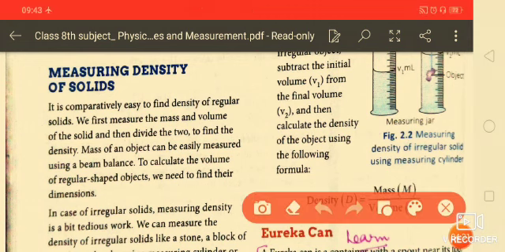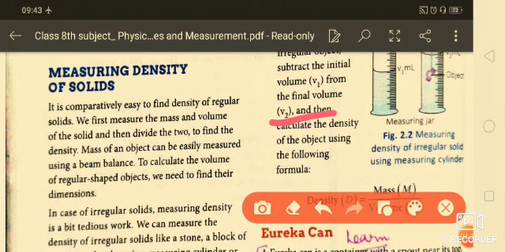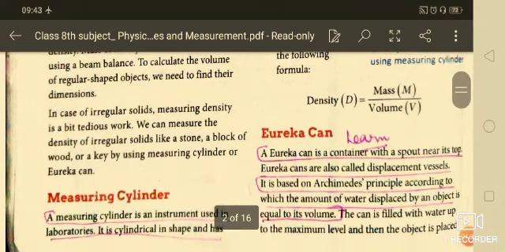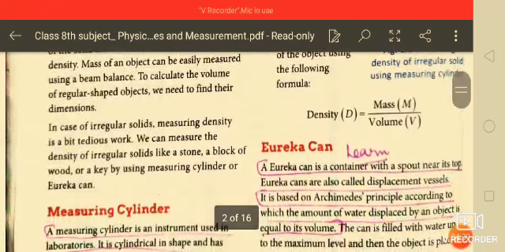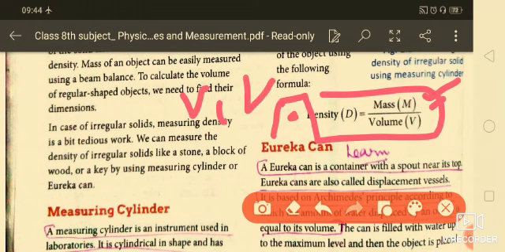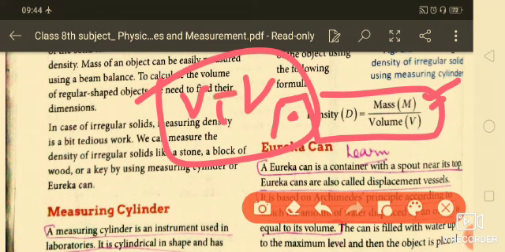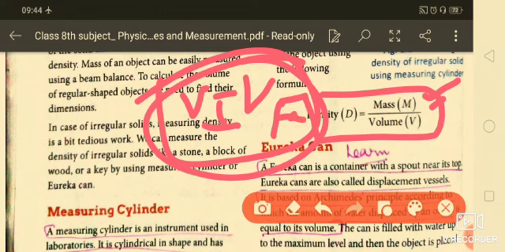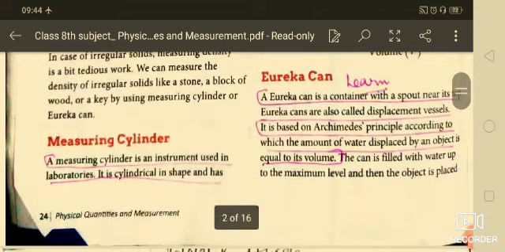Now students, how will you calculate the density? Finally the formula is density is equal to mass upon volume. Here the mass is given, and you will find the volume by Vf minus Vi, the final volume minus the initial volume, and then you will divide the mass by the volume and find the density.